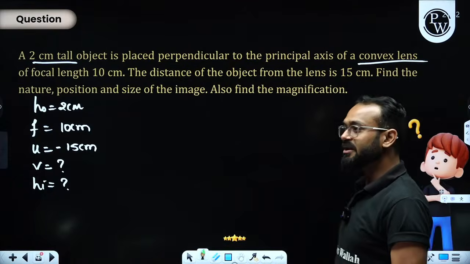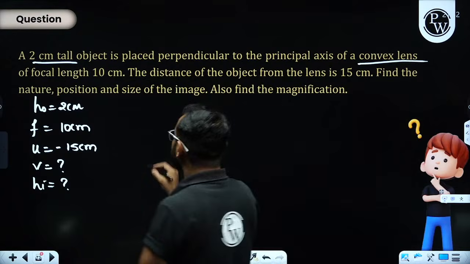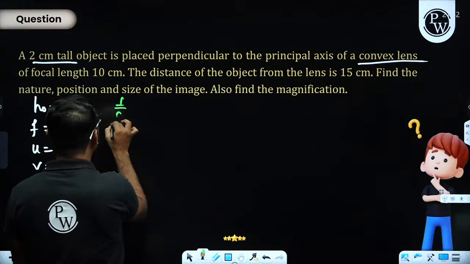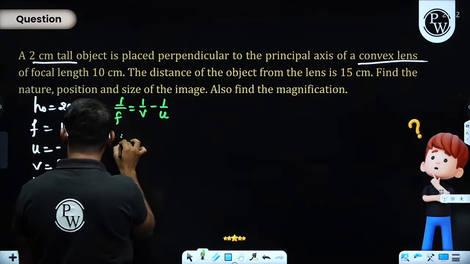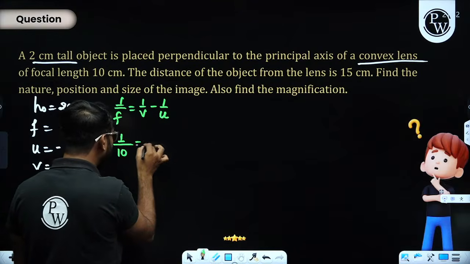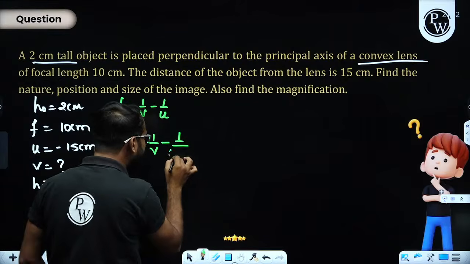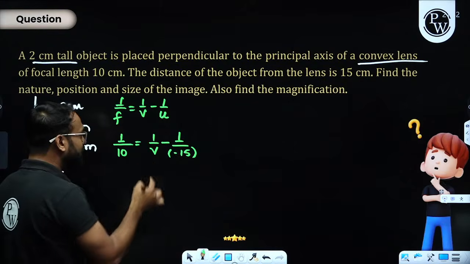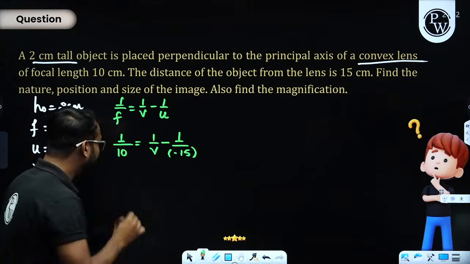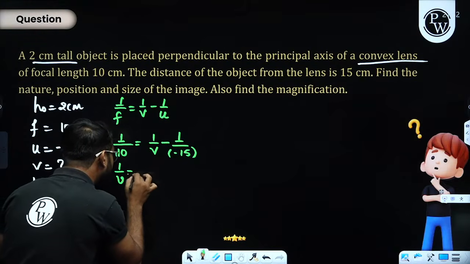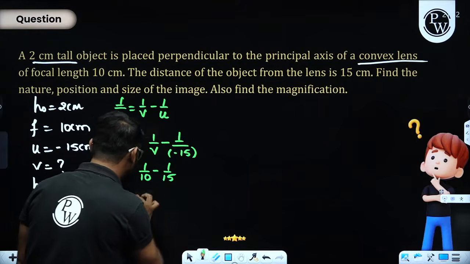Yes or no? What is the lens formula? Sir, 1 by focal length is equal to 1 by V minus 1 by U. Value of focal length is given as 10. 1 upon V minus 1 by object distance, which is minus 15. Minus plus, on the other side it is going to be positive. So 1 by V is equal to 1 by 10 minus 1 by 15.